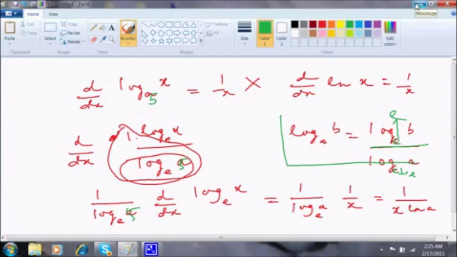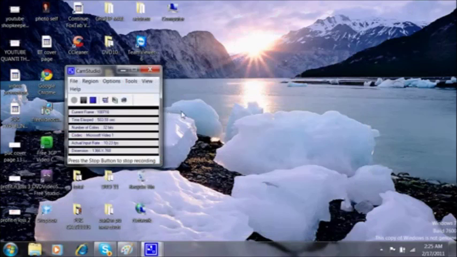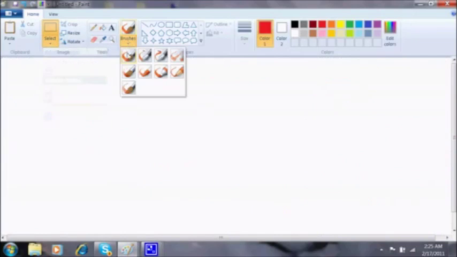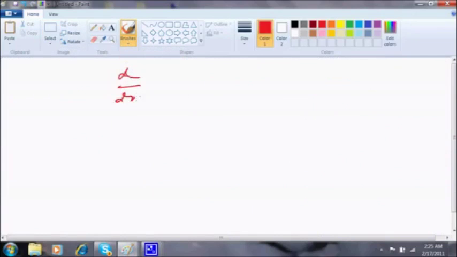Please join me in the next video where I'll be discussing first principles, where you'll learn how to prove the formulas that we have used, like dy/dx of sin x is cos x, but the proof of this comes in 3 to 5 marks.